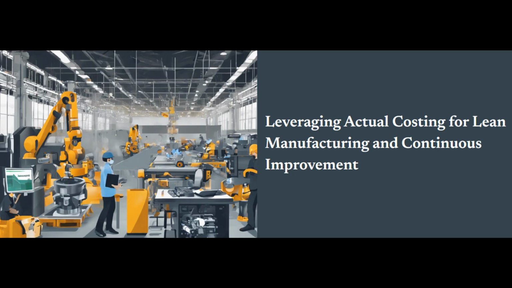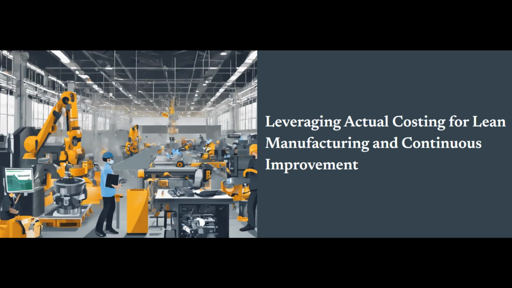Case study: integrating actual costing and lean in a discrete manufacturer. ABC Manufacturing, a leading producer of industrial equipment, has long embraced lean manufacturing principles but struggled to fully integrate its actual costing data into the improvement process. The company decided to embark on a comprehensive initiative to align its actual costing system with its lean manufacturing strategies.